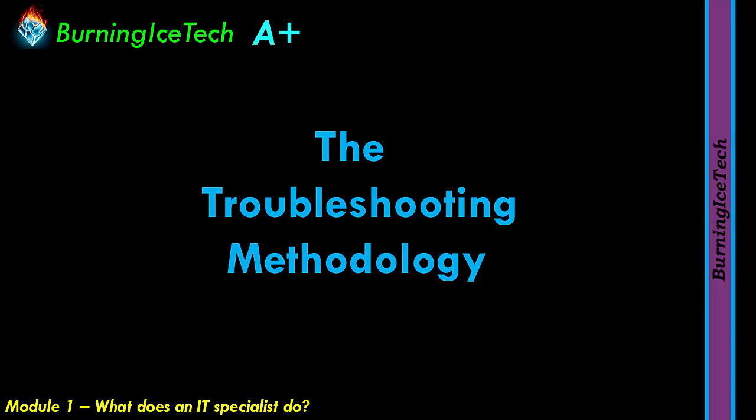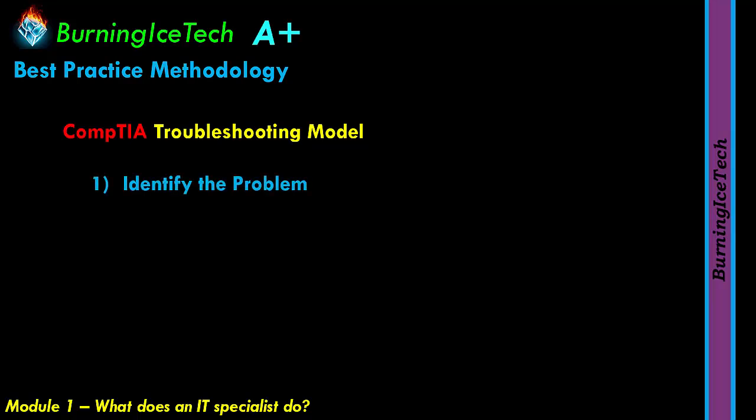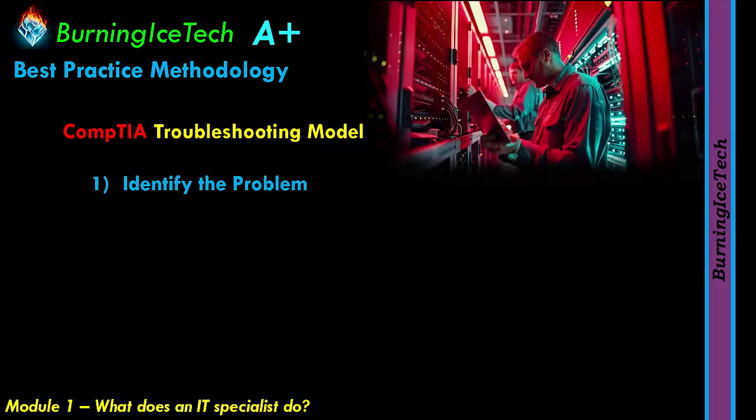Now, folks, with the troubleshooting methodology, the main thing we're going to be talking about here, as they called it in the past, is best practice methodology, the correct way of doing it. So the CompTIA troubleshooting model, folks, follows as follows. Try saying that 5 times fast. The first step, folks, is to identify the problem. There's going to be 6 steps in total, guys.